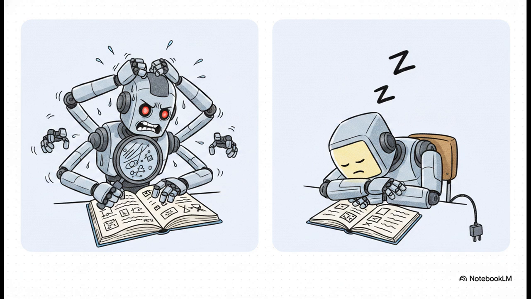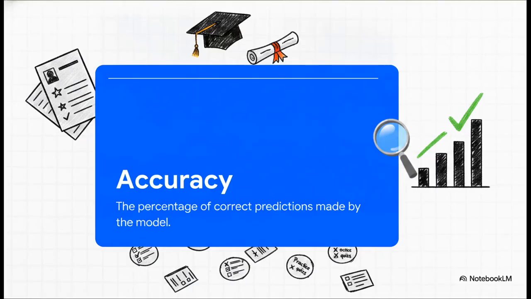On the flip side is underfitting. This is basically the student who just slept through class. The model is way too simple and completely fails to capture the underlying patterns in the data at all. That practice quiz helps us catch and adjust for both of these extremes. Once we've tweaked our model to avoid overfitting and underfitting, we evaluate its accuracy.